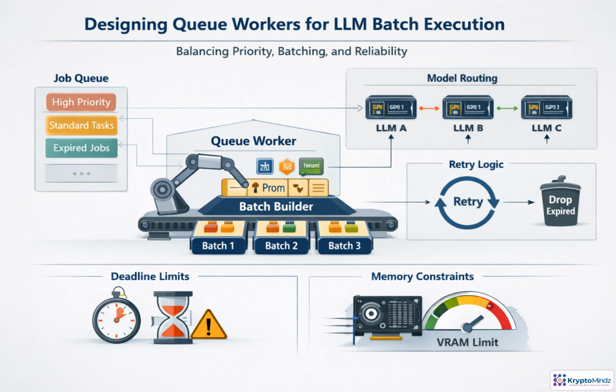Queue workers are where reliability either holds or breaks. A good worker does more than pull the next job. It checks priority, capacity, and whether requests can safely share a batch. That may mean grouping by model, prompt shape, token length, tenant, or request type. Before inference, expired work should be dropped or reclassified, because late answers still burn GPU time. Routing sends each batch to the right model while respecting VRAM limits. If a call fails, retry only within budget, using idempotency keys so callbacks stay safe. Telemetry ties the full path together.